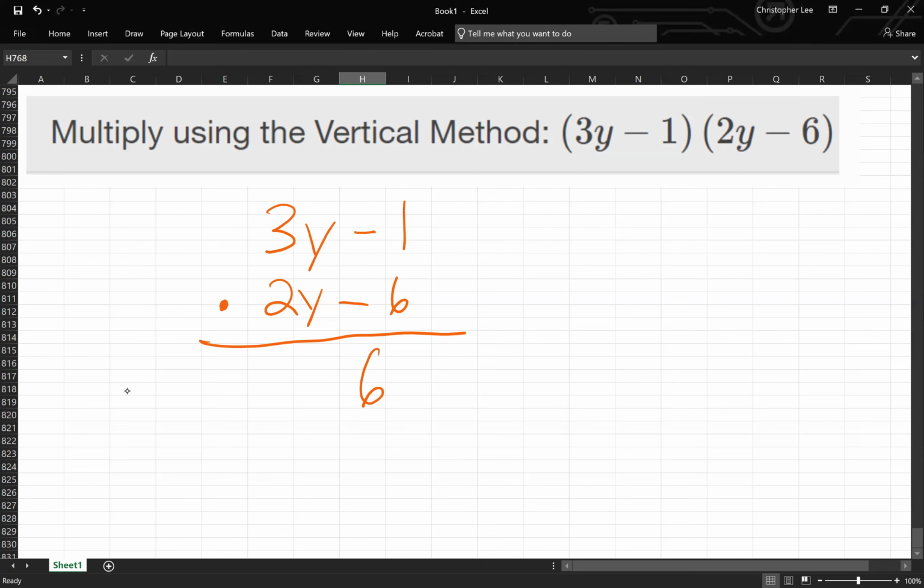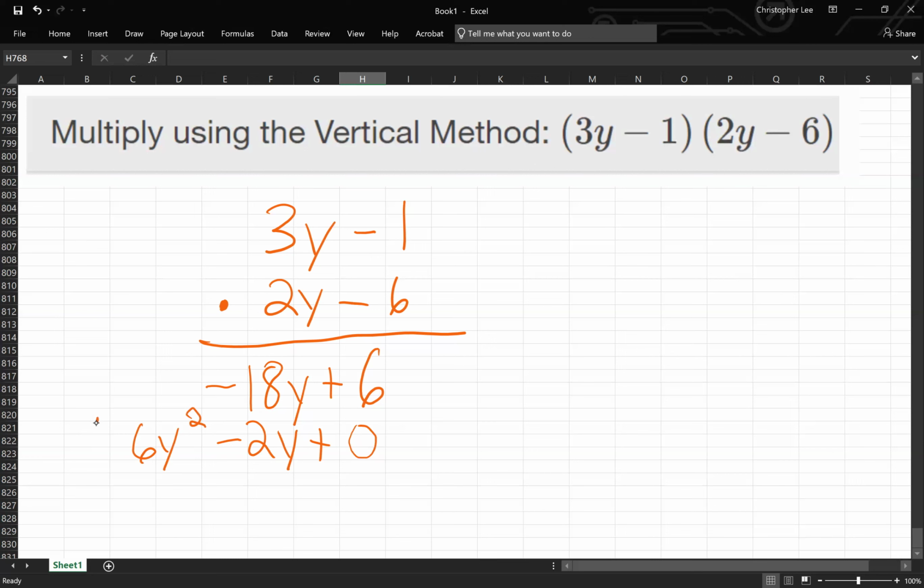Negative 6 times positive 3y is what? Negative 18y, right? Now, imagine I'm going to do like imaginary 0 here. 2y times negative 1 is what? Negative 2y, right? And then 2y times 3y is what? 6y squared, right?